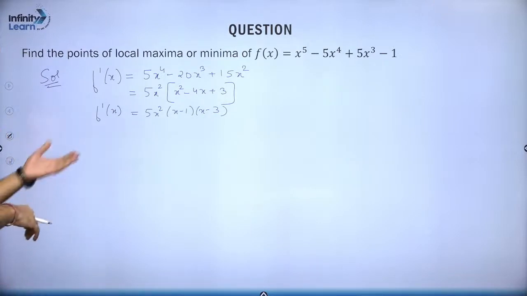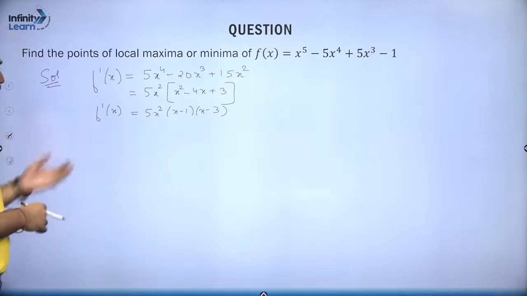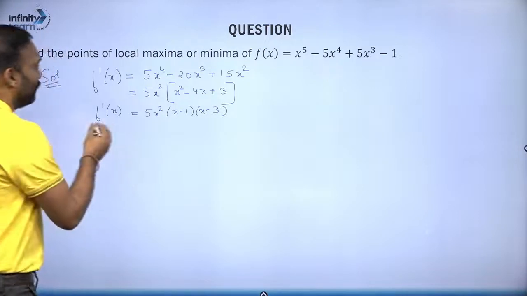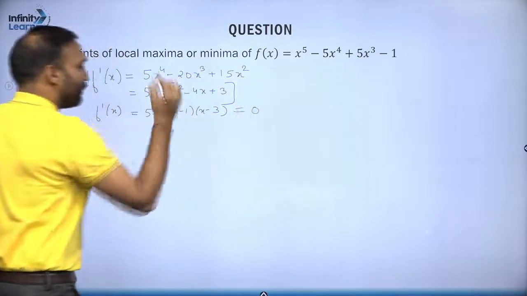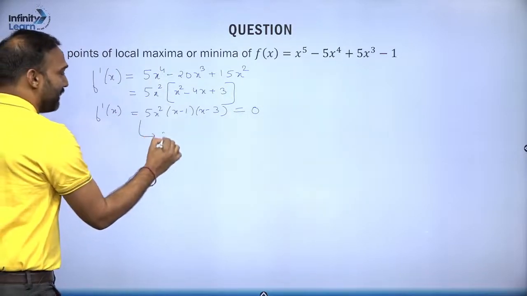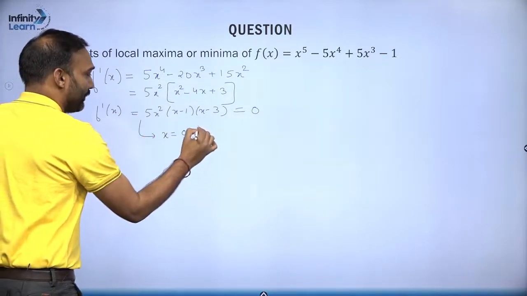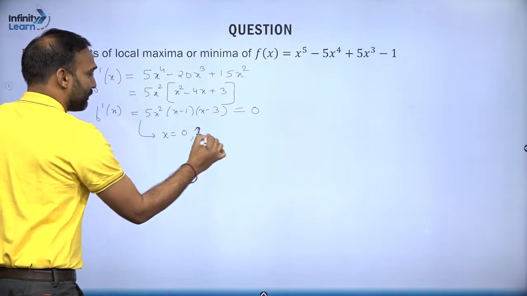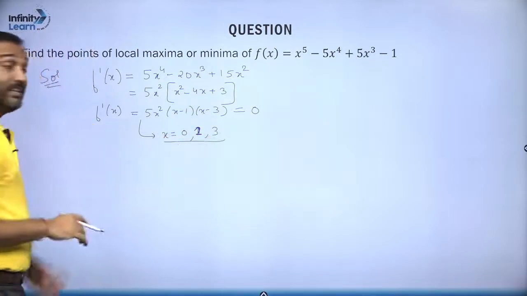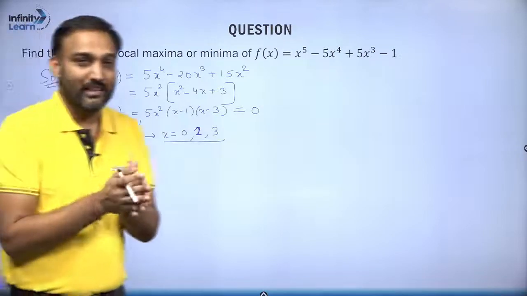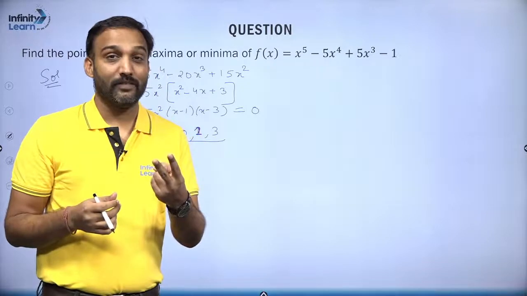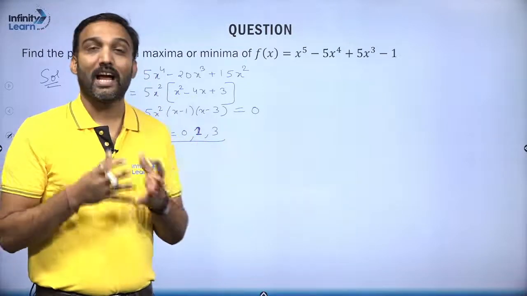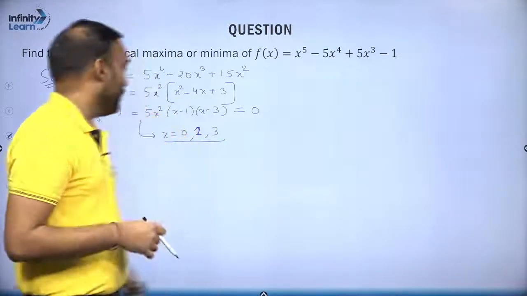So let us come back to this particular solution, right? So how much is f dash x? 5x square into (x minus 1) into (x minus 3). So f dash x is this. If I make it equal to 0, from here I will get the values of x equal to 0, 1 and 3. So these are the 3 values of x where dy by dx is equal to 0. Now I have to use the second derivative test to check at which of these points I have a local maxima or local minima.